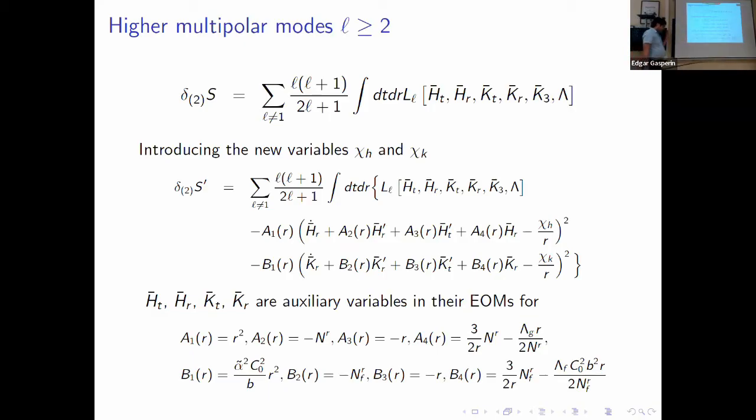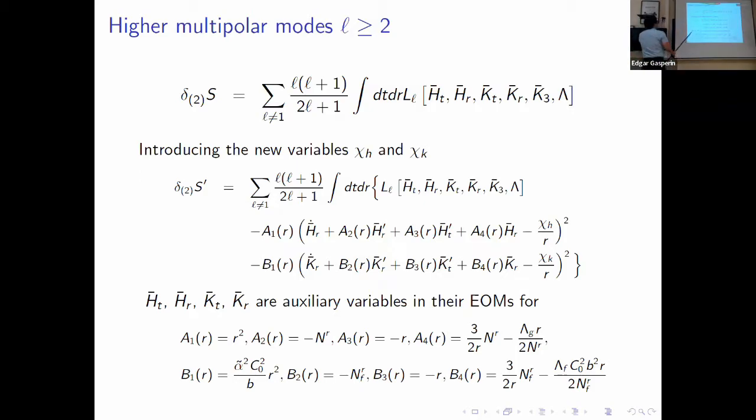Then expand the action up to the second order. Then, to identify the master variable, we introduce new variables by k and rewrite the action in such a way. Of course, if you vary this action, which is affected by k, then substituting the solution, it's going to go up. So basically, this is the theory paper.